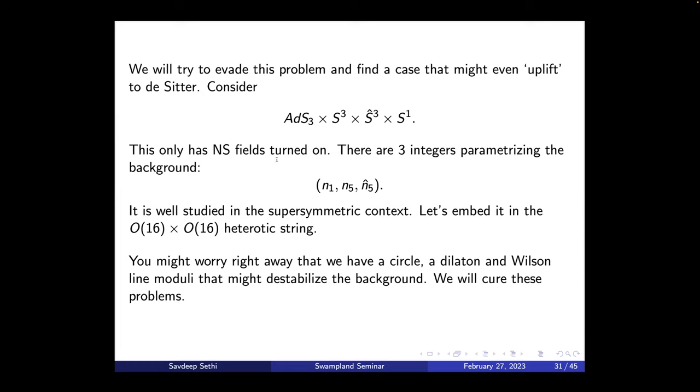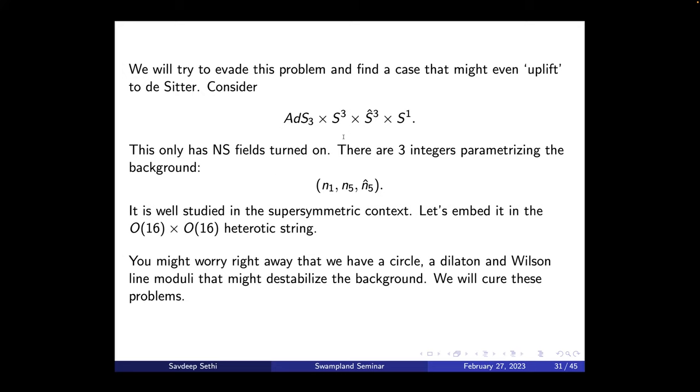This is a background that only has NS fields turned on. There are three integers parameterizing the background: the amount of electric flux through AdS3, the amount of magnetic flux through the first S3, the amount of magnetic flux through the second S3. I want to think about it as big, big, big, small. And then that's what the resulting picture will look like. So really, we're going to end up reducing on this circle to an effective theory in nine dimensions.